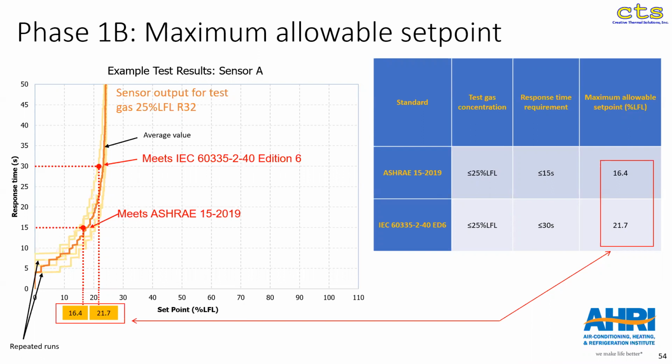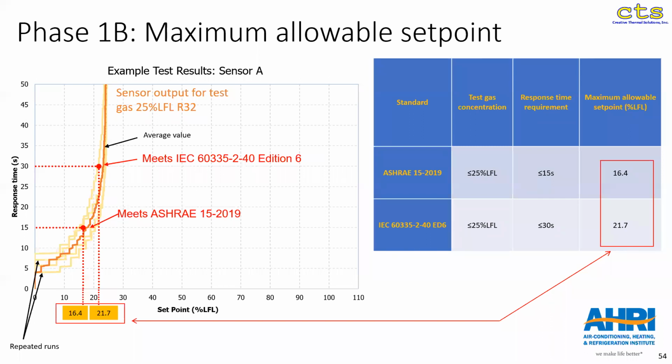So one is 15 seconds, the other one is less than 30 seconds. And because of that, you see that the same sensor, so we have here test sample sensor A, would require two different set points. In order to meet the more restrictive, faster time, you would have to set the set point to 16.4% LFL. The slower allowed time response of less than 30 seconds would give you the possibility to set it to 21.7% LFL.